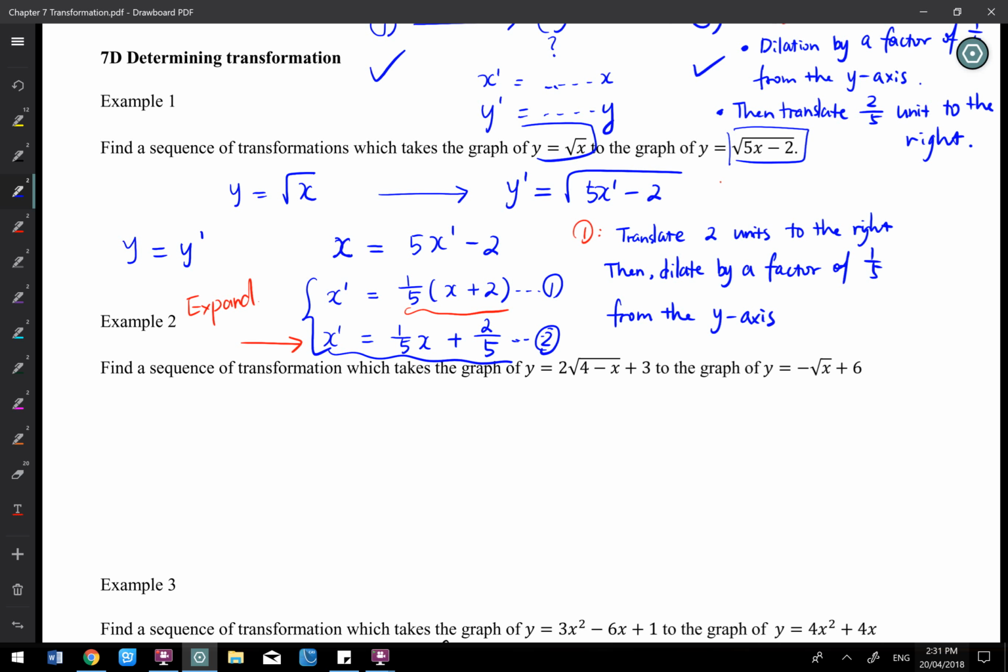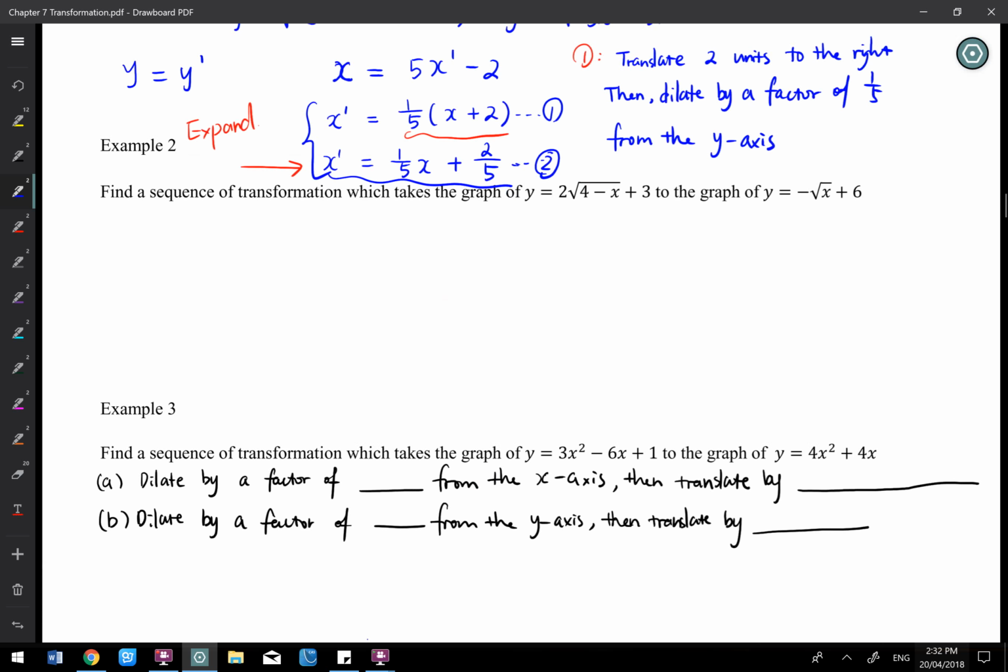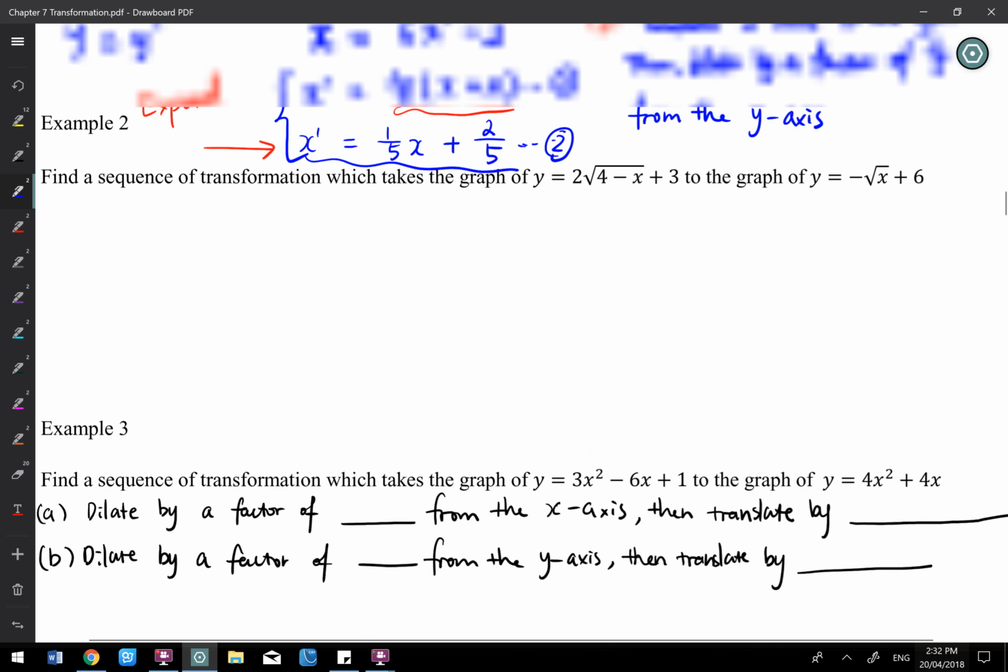The way I use to do this is I need to have the root only on one side, and all the coefficients, all the adding and subtraction, need to move to the other side to combine with the y. Okay, so for example 2, we can see we have two equations.